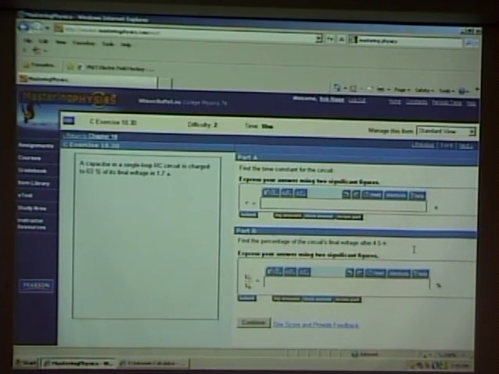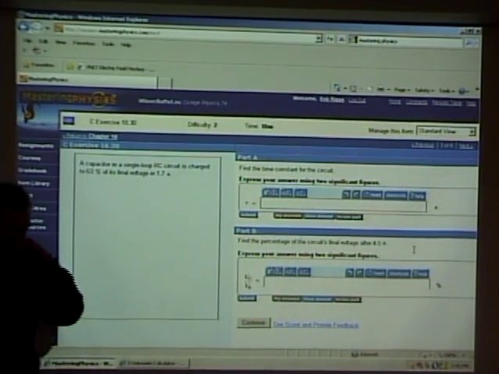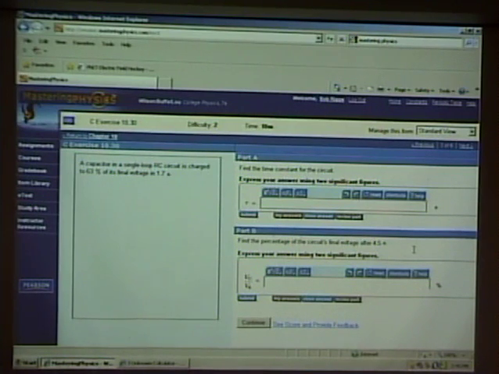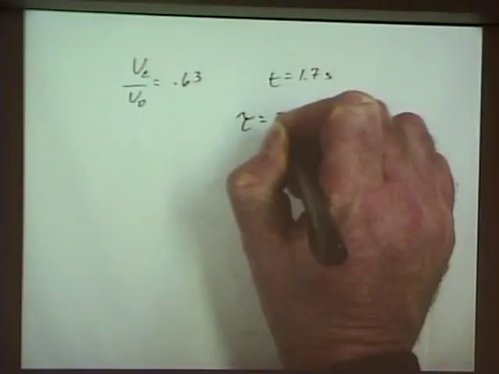Here we go. It says a capacitor in a single loop RC circuit is charged to 63% of its final charge in 1.7 seconds. Okay? So it's saying VC over V naught equals 0.63, and the time that it took was 1.7 seconds. They want to know what the time constant is, what RC is.